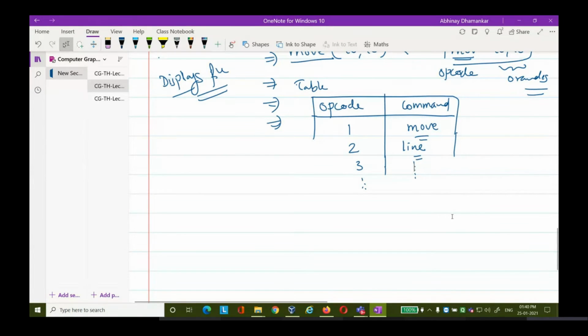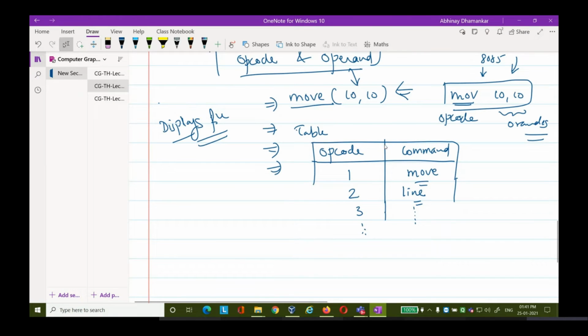We are not asked to write the construction of display line, but what it contains: some kind of opcode and commands. Opcode may be abbreviated as 1, 2, 3, 4, 5 and their corresponding command. One opcode is used for move. Then how can this command be written? This command can be written like this way.